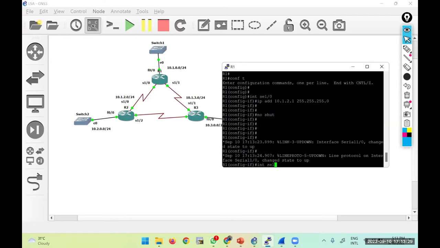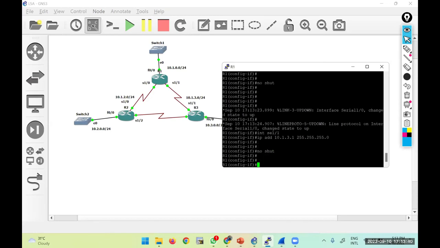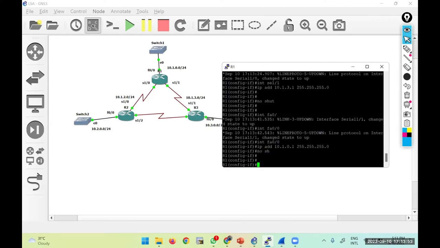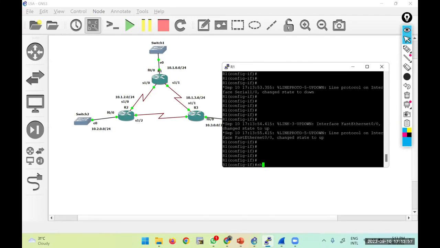Then interface serial 1/1. IP address will be 10.1.3.1, and the subnet mask is /24, no shut. And also the interface FastEthernet 0/0, IP address will be 10.1.0.1, 255.255.255.0, no shut. If we want to check the interface IP, show ip interface brief.